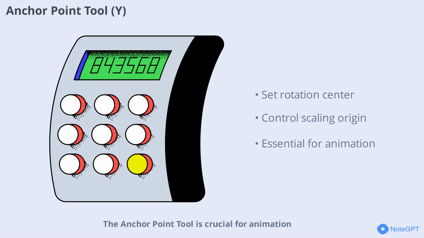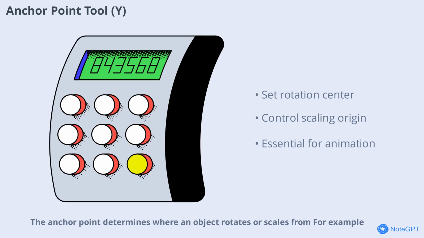Anchor point tool is crucial for animation. The anchor point determines where an object rotates or scales from. For example, a wheel rotates naturally if the anchor is in the center, but rotates around the edge if you move the anchor. Press Y to activate the tool and adjust the anchor point for precise control over your animations.